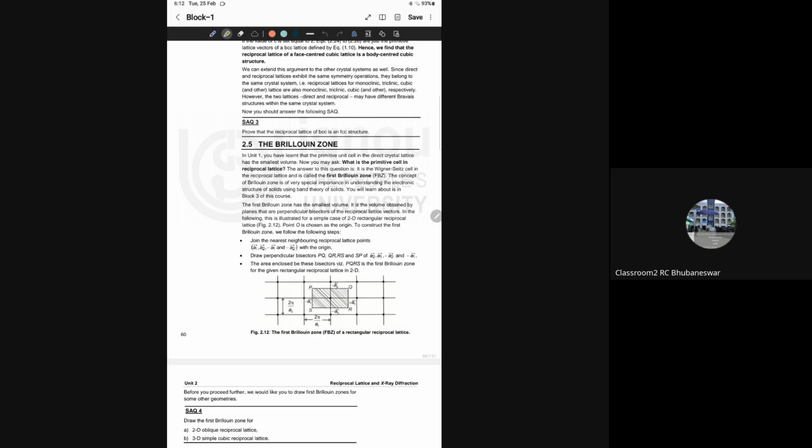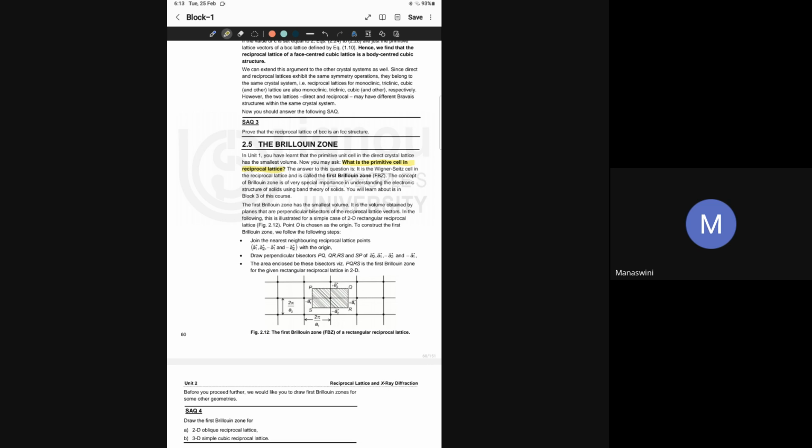So what is a Brillouin zone? Before understanding that, a valid question to ask is: what is the primitive cell in the reciprocal lattice? We have talked a lot about the primitive cell in real space, in the real lattice. Now, what is the primitive cell in a reciprocal lattice?